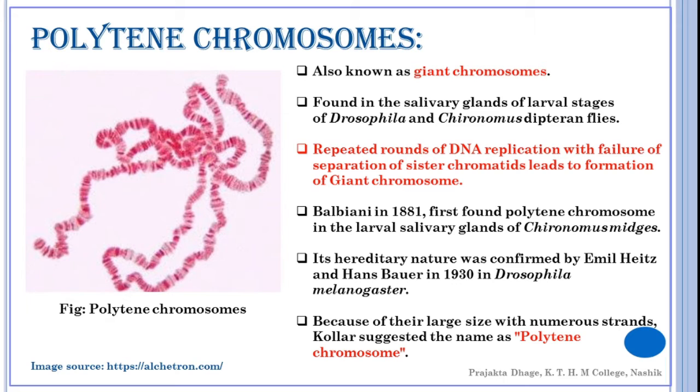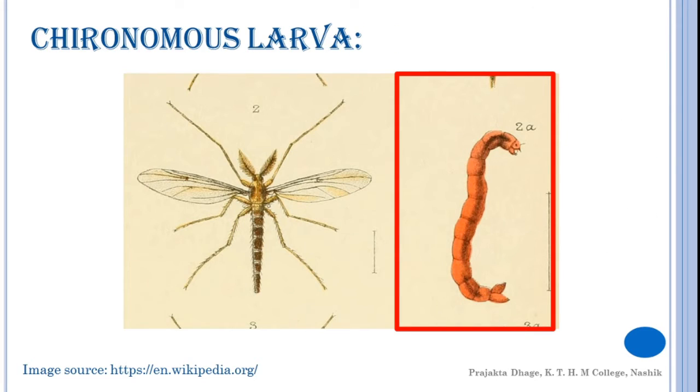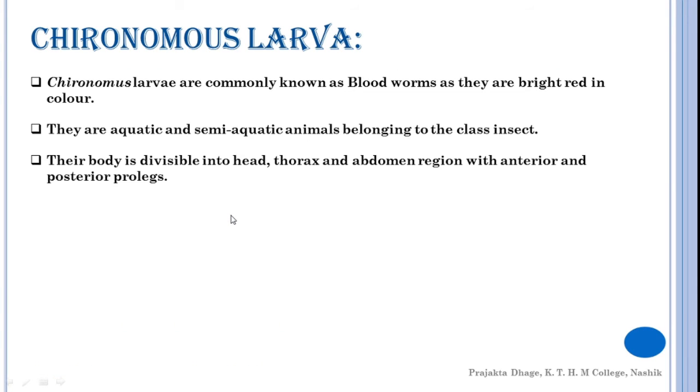Let's move on towards the other part, which is understanding the Chironomus larvae. Now what you see here in the red box is basically the Chironomus larvae, and this is its adult. Now the Chironomus larvae are also referred to as bloodworms, as they are bright red in color because they are said to possess hemoglobin pigment. They are aquatic and semi-aquatic organisms, and they belong to class Insecta.